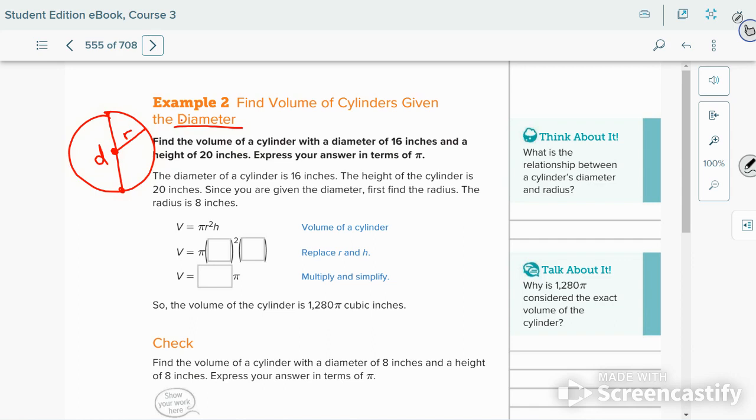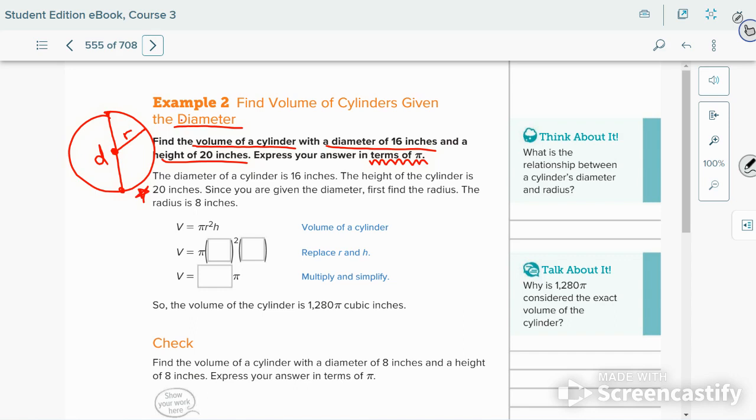It says find the volume of the cylinder with a diameter of 16 and a height of 20. Express your answer in terms of pi. This is an important phrase here. Underline that. That means they want the exact answer. Okay, so this is important.